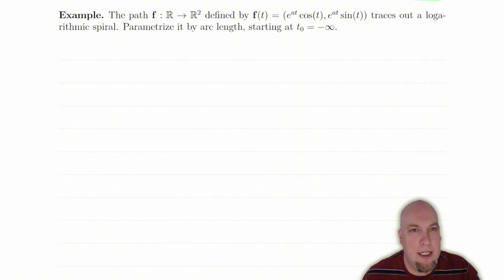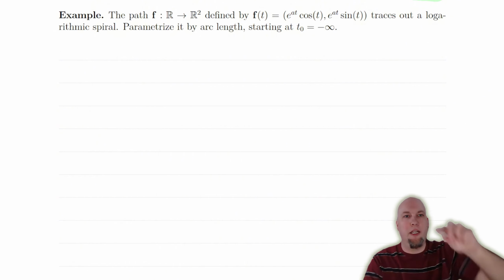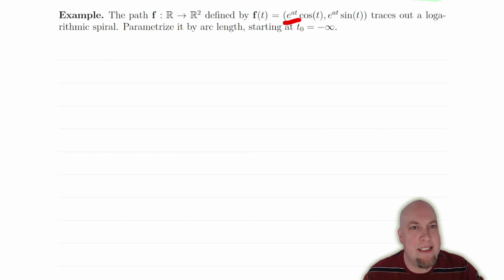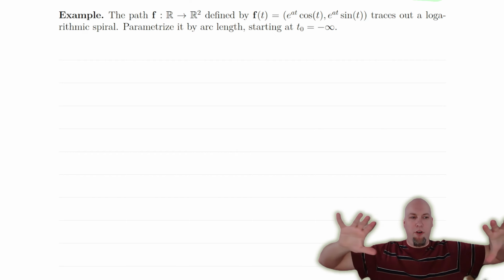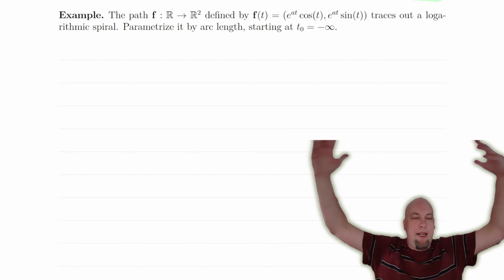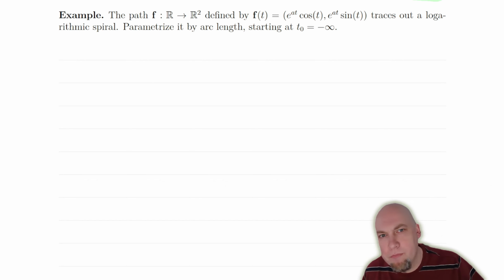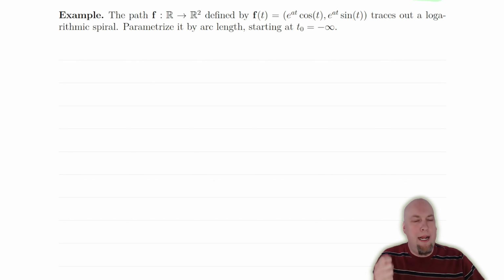What's happening here is the cos t, sine t is making the particle spin around the origin. Then this e to the at is making it move further and further away from the origin as time goes on, because it's blowing up the magnitude of this path as time gets bigger and bigger. So here's the question: how can we reparametrize this in terms of arc length?